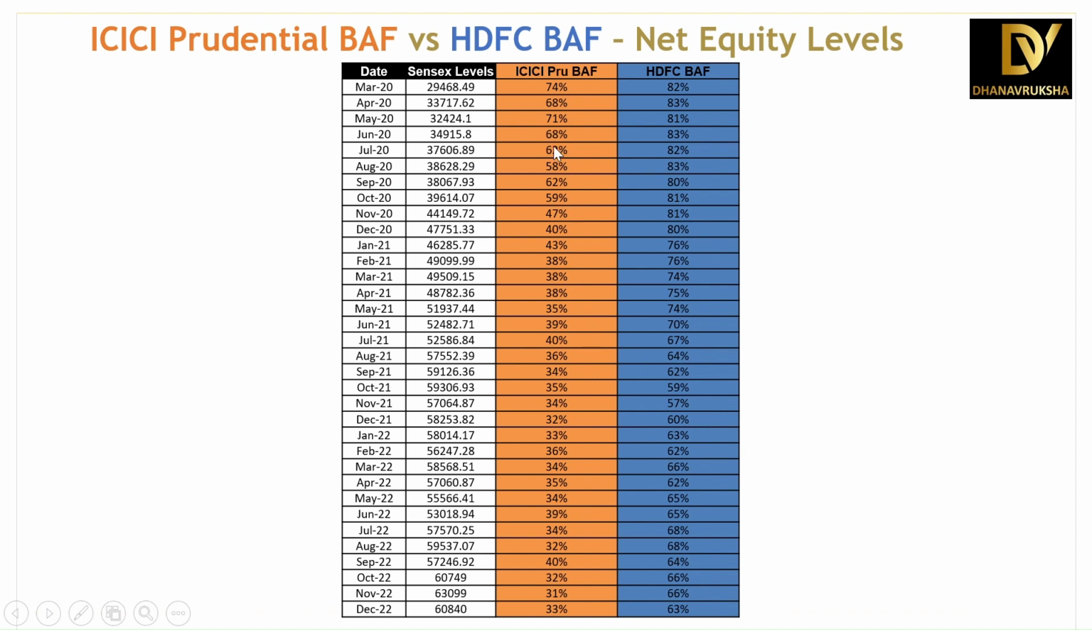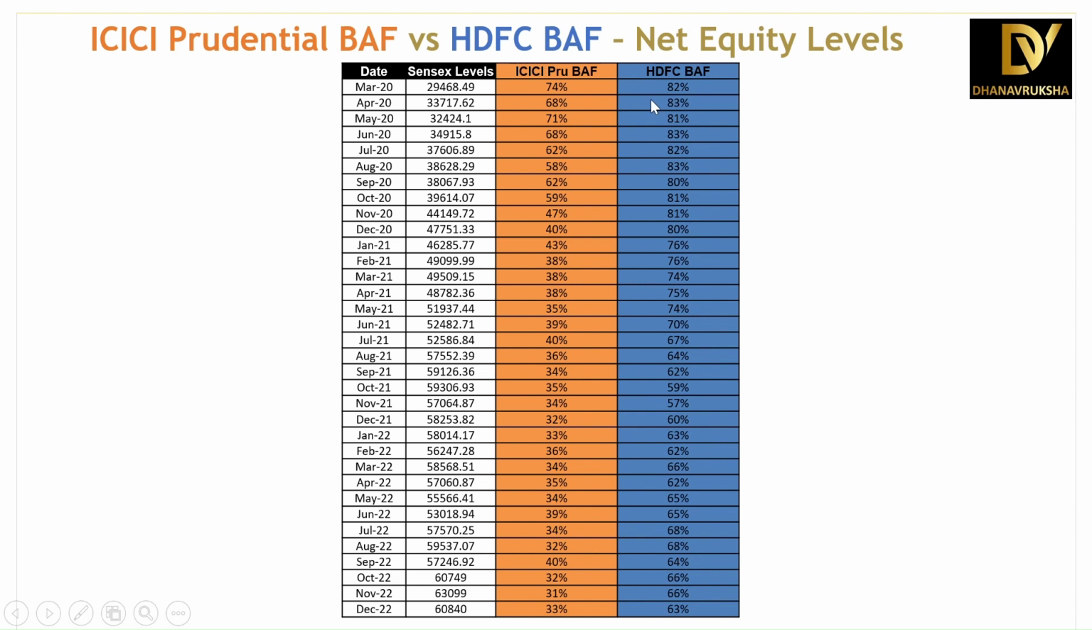Now this particular slide, which is very important, tells you how varied the equity exposure of ICICI and HDFC BAF has been over time periods. So this particular chart has the equity exposure month on month taken by ICICI and HDFC from March 2020 when COVID hit, to December 2022. So in the first month, which is March 20, when the Sensex level was 29,468, ICICI BAF had an exposure of 74% in equity and HDFC had 82%.